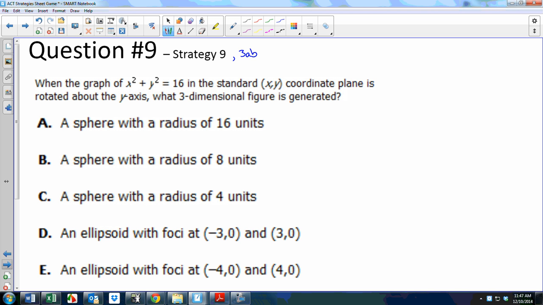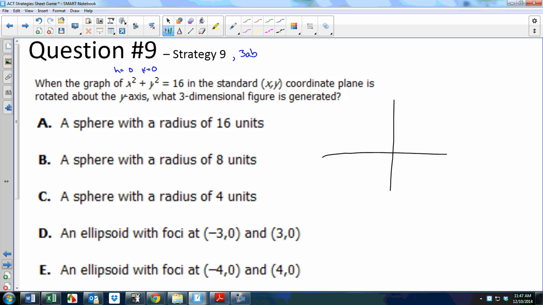I'm going to add 3AB. Start with strategy 9. X squared plus y squared equals 16. That's a circle. What's the center of that circle? Yeah, 0, 0. H is 0, K is 0. So rule 3AB, draw a picture.